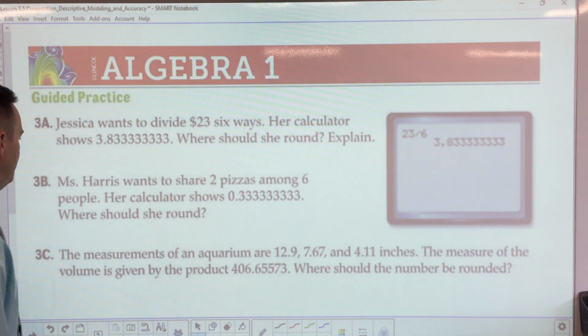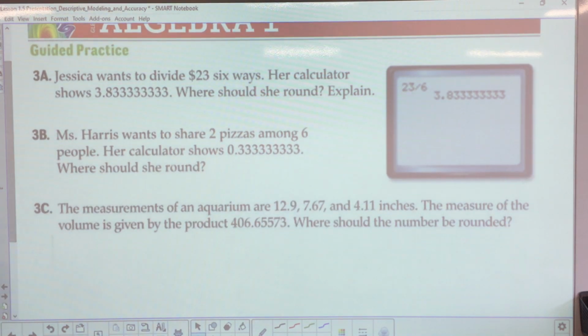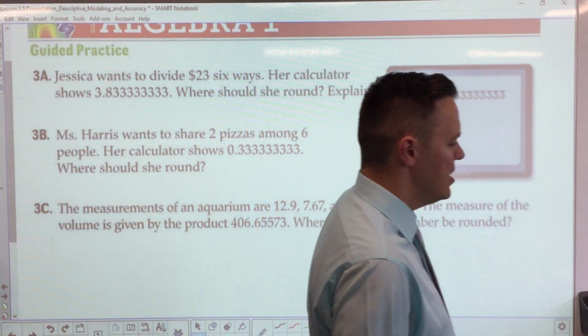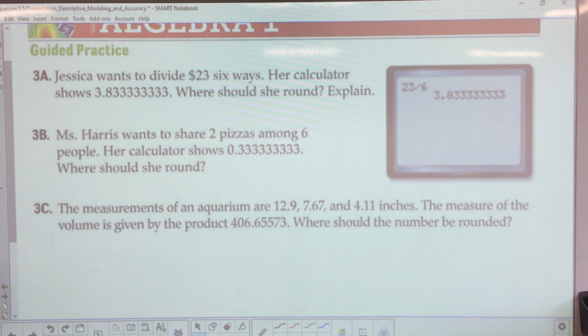All right, so your turn. Guided practice. I believe this is on page 35. Okay? So look at this and go from there.